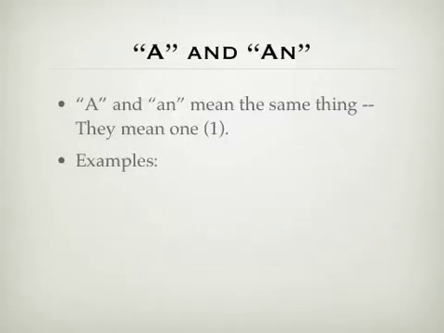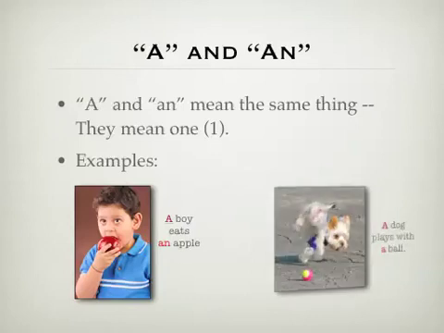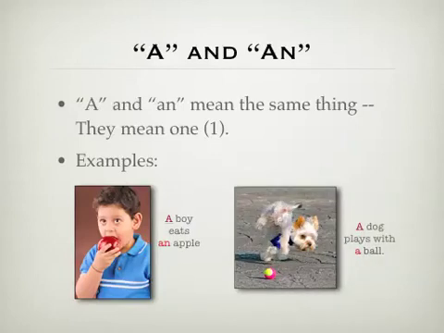Okay, now a and an mean the same thing. They mean one. So, a boy eats an apple. We have one boy there eating one apple. So we say, a boy eats an apple. Here we have a dog plays with a ball. One dog, one ball. So the point being that when we use nouns in English sentences, singular nouns that is, each of those nouns is almost always preceded by a or an.